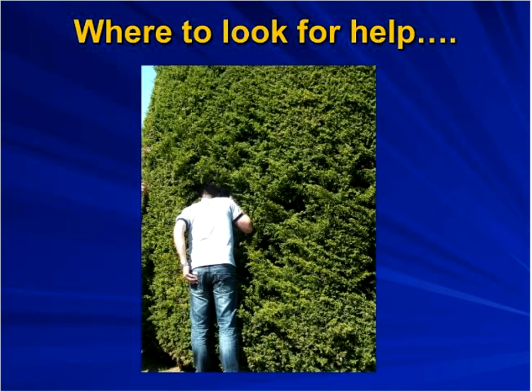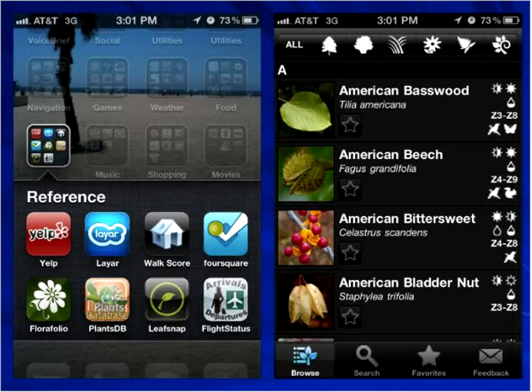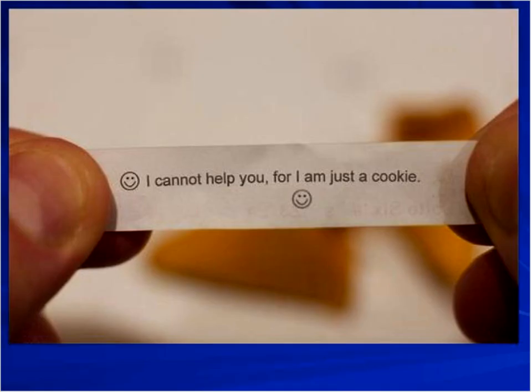Where to look for help? Well, stick your head in and look. Sometimes it doesn't hurt. Guys, there are apps on your phones. You may already have apps on your computers. You take your phones with you. Leaf Snap is a very popular one. A lot of stuff. Don't rely on cookies because they cannot help you very much.